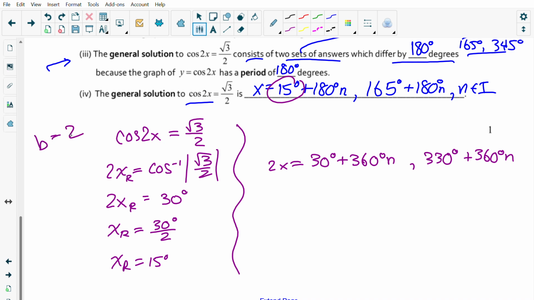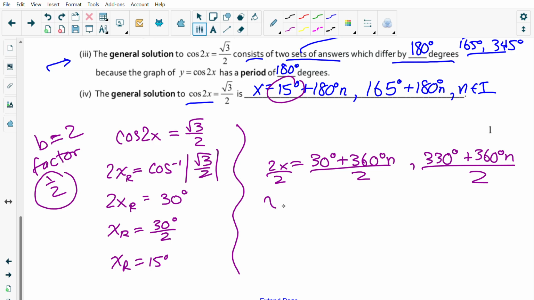We said the b value equals 2, which gives me a horizontal stretch factor of 1/2, which means all the x values, so all the values in degrees, are multiplied by 1/2. So when I divide by 2, think about that as multiplying by a factor of 1/2. So when I do that, what do I get? 15 plus 180 degrees n, and what's half of 330? 165 degrees plus 180 degrees n.